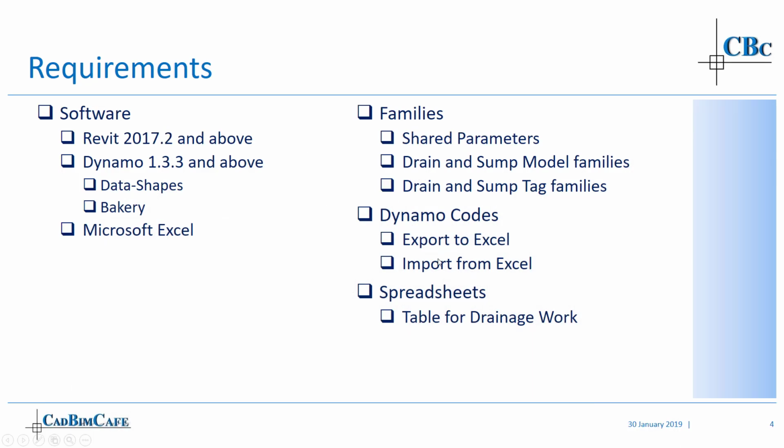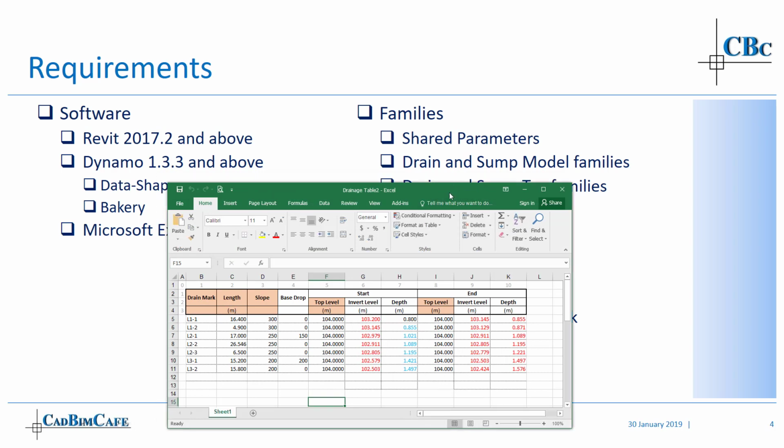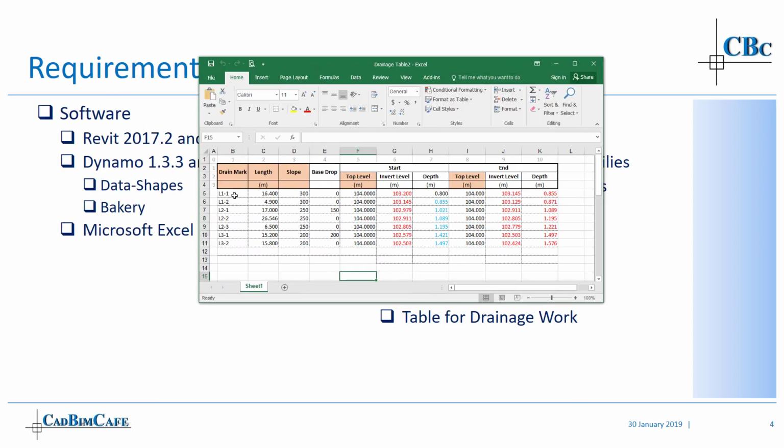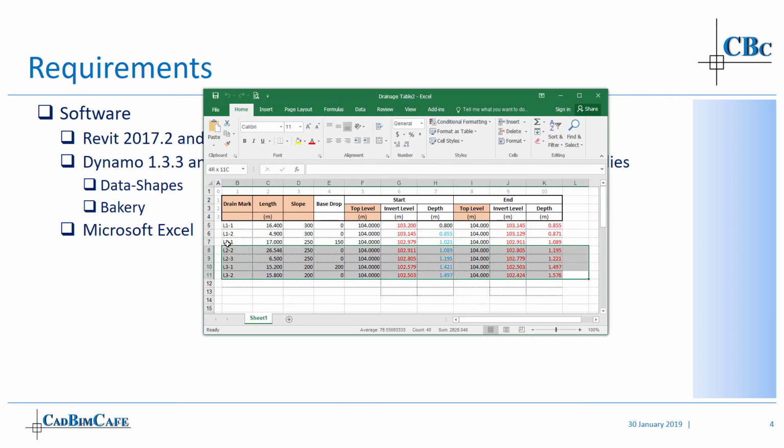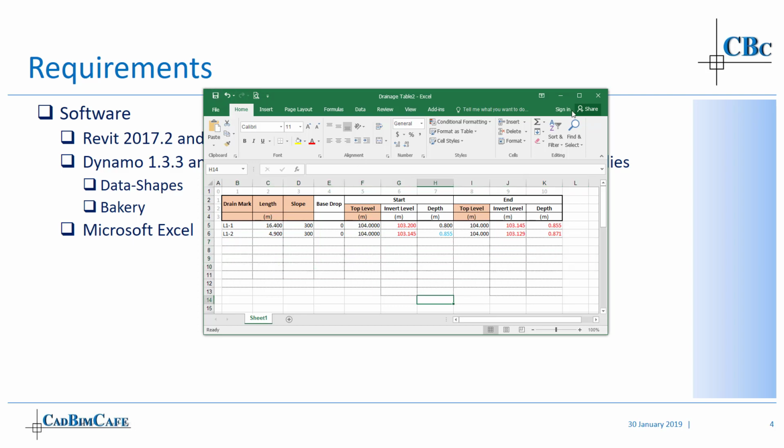Later on we need to have two, actually not two, three Dynamo codes. Okay, in this case we just leave it as two Dynamo codes. One is to export to Excel, and the other is to import from Excel. The last one is a spreadsheet. In this process we need one Excel file, and there is a format that we need. Here is some information we will extract from Revit, and some information we will edit in Excel and update back to Revit as well. So we need this spreadsheet, at least in this format. Okay, save it there.